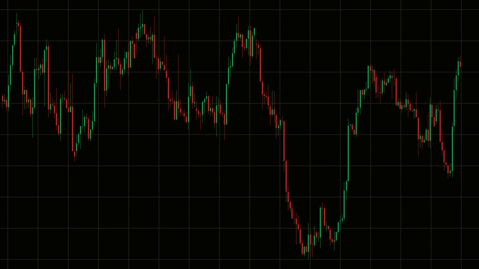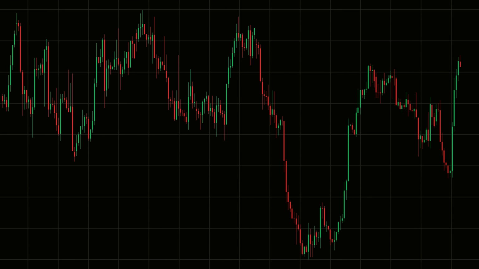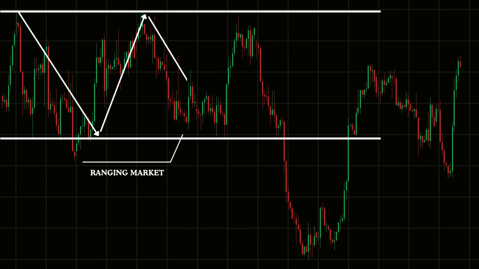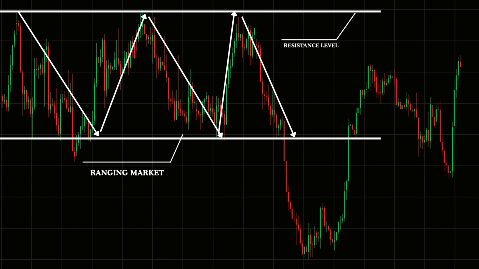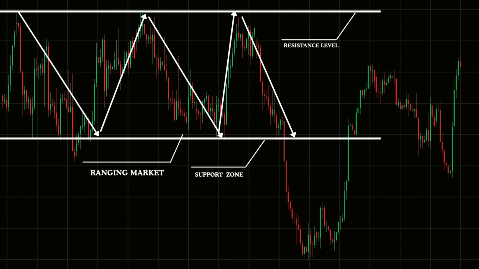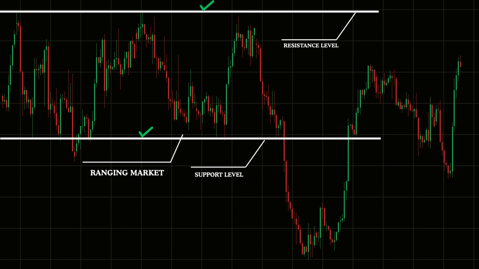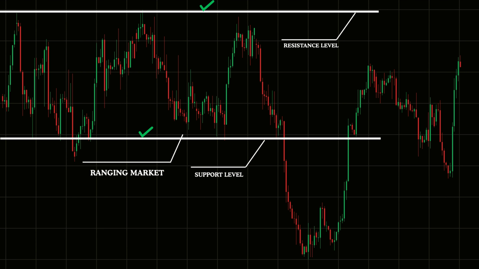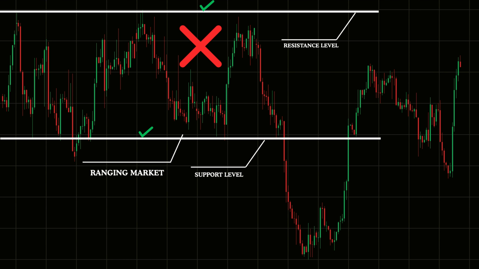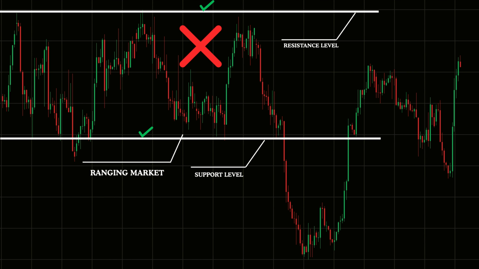This is the 4-hour chart of the British pound against the Swiss franc. The market here is neither trending up nor down, it's moving sideways, which means we're looking at a ranging market inside a horizontal channel. This is our resistance zone, and this is our support zone. Once you've identified a ranging condition, you should only pay attention to pin bars that appear near either the support or resistance levels, and disregard those that form in the middle of the range.